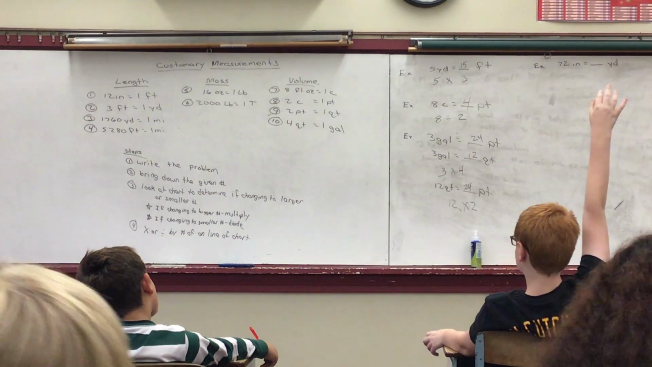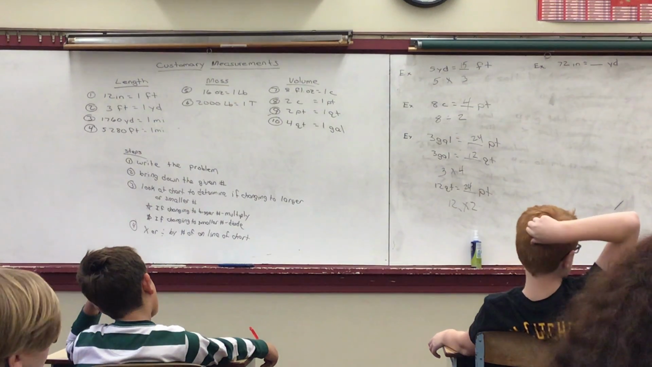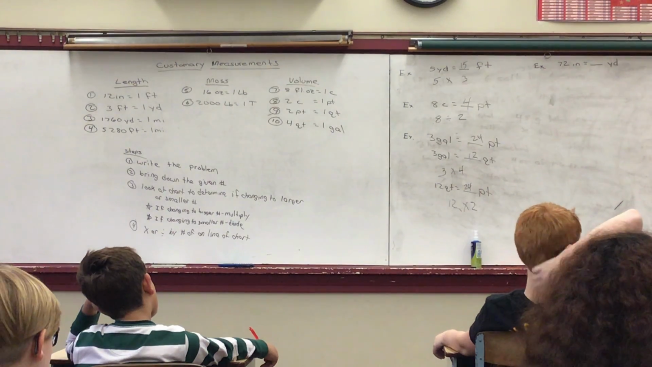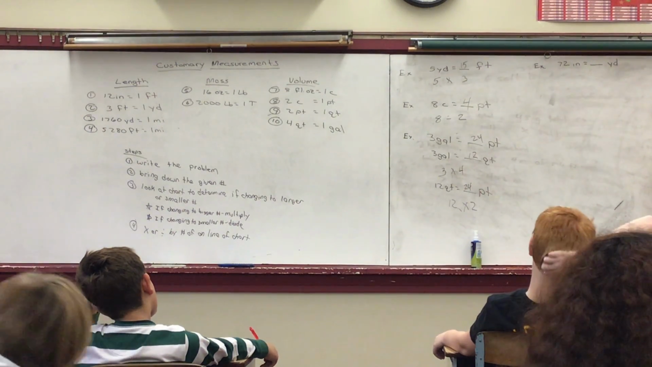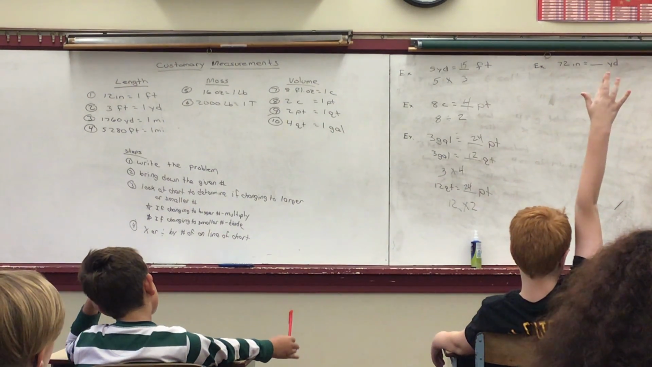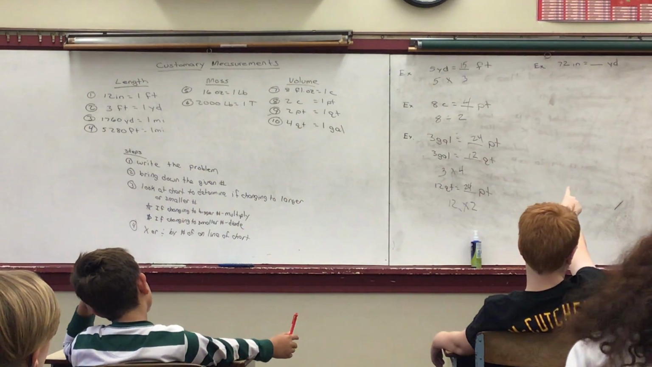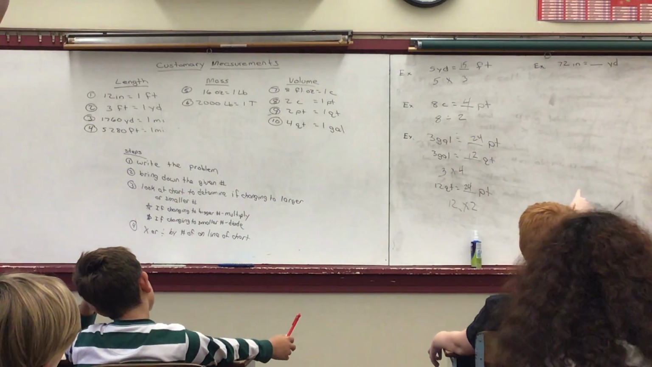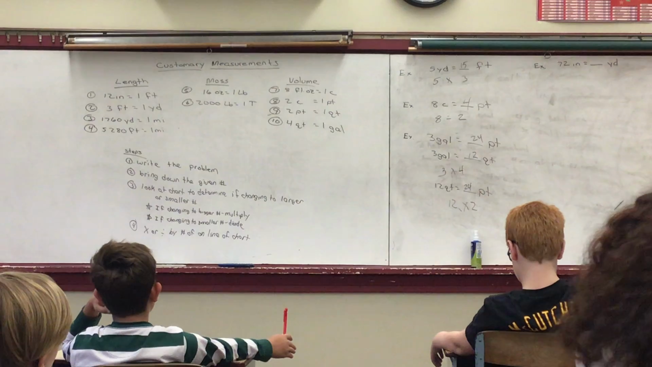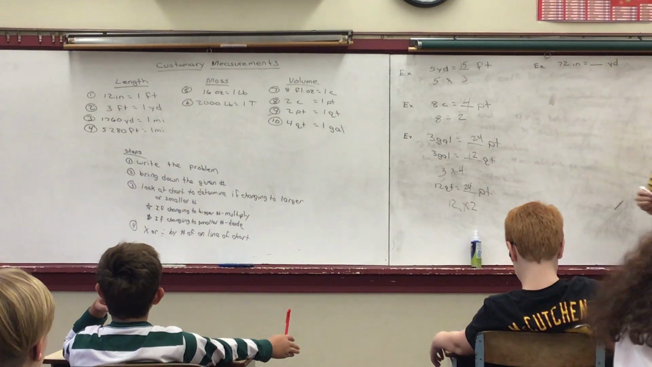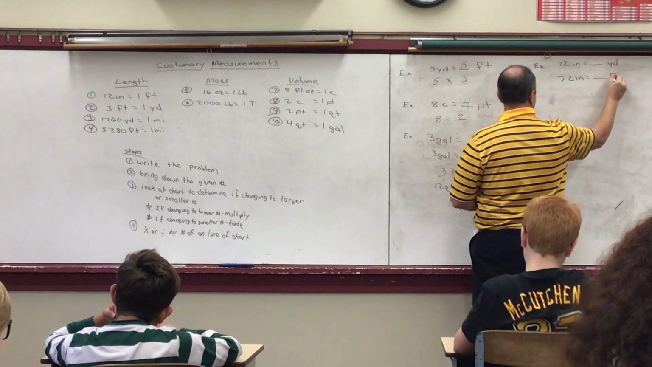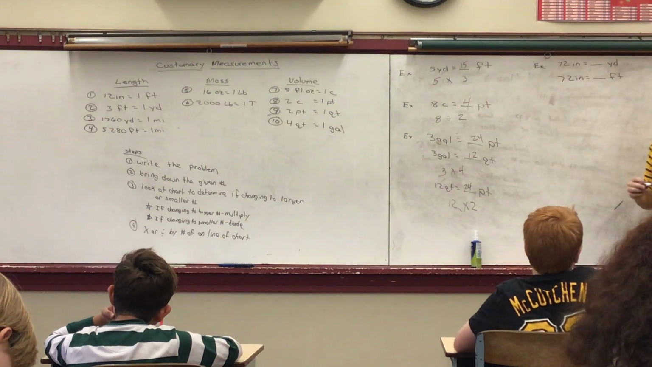So Camden, I'm coming back to you. What do I have to do in this situation? Nate: Write down 72 inches, then make the yard feet. Exactly. We can't go from inches to yards. But what unit connects inches to yards? Feet. So we're going to change the 72 inches into feet. Okay?